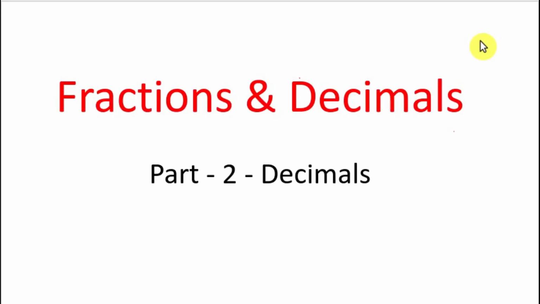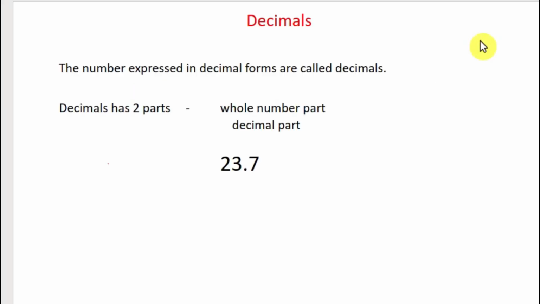Today we are going to learn decimals. The numbers expressed in decimal form are called decimals. A decimal has two parts: the whole number part and the decimal part. These parts are separated by a dot called the decimal point. The part on the left side of the decimal point is the whole number. The part on the right side of the decimal point is the decimal part.